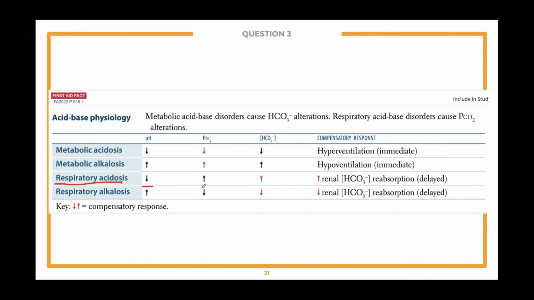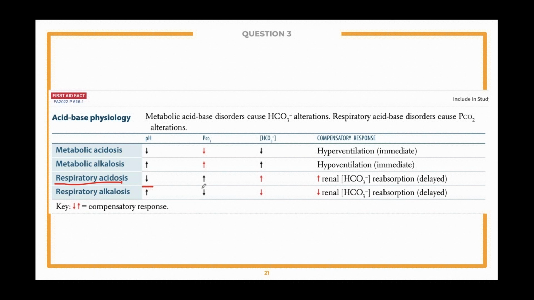Now with time, and you can see that the arrow is red, for bicarbonate we have an upward arrow that is red. So that means with time, our body is going to try to hold on to some of that bicarbonate to help correct that low pH. But that's more of a chronic compensation. That's not something that's going to happen very acutely, like someone who's coming in with an acute opioid overdose, okay?